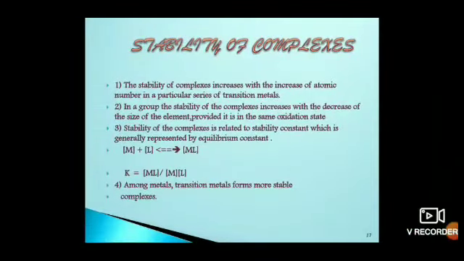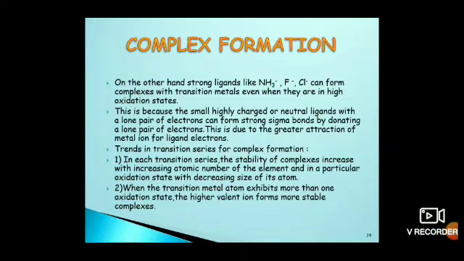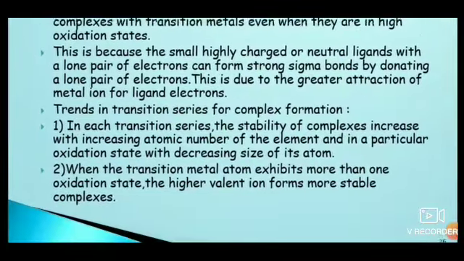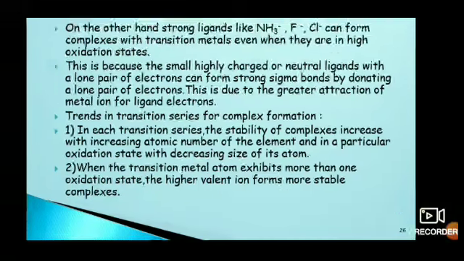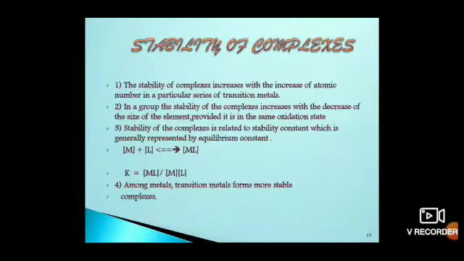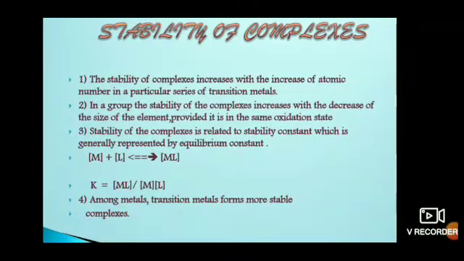And the next one is, for example, here for higher valent ion form, Fe3+ is there, Fe2+ is there, and the complex for Fe3+ gives a more stable complex rather than Fe2+. And we can study many more examples. And the next one is the stability of complexes.